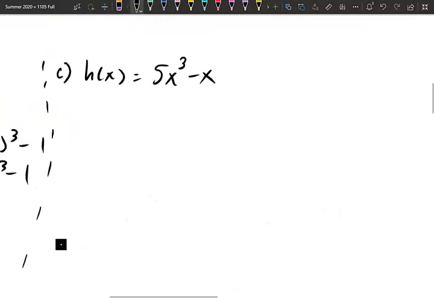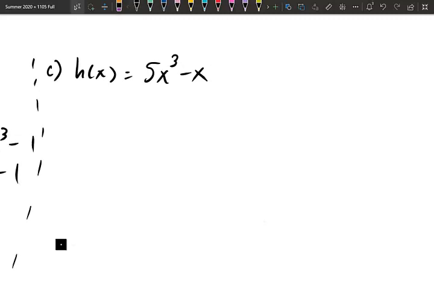Alrighty, part C. I want you to pause it and try it on your own. Remember, I'll give you one hint. That's the hint. I circled the 3. Alright, I hope you tried it. If you didn't, pause it. Try it. Okay, alright, let's do this together now.